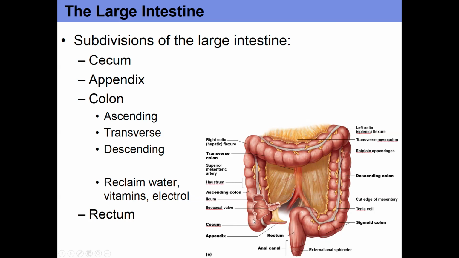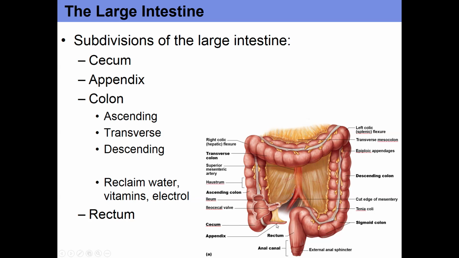So all this is in your lower right quadrant. So belly button, kind of between your belly button and your ASIS sort of area. So we go from the cecum up to the ascending colon, and then across transverse colon, down into the descending colon, and then into the rectum. So the appendix down here, you've probably heard of your appendix.